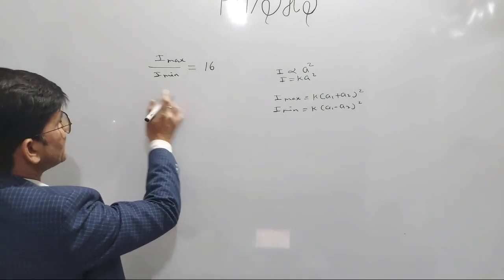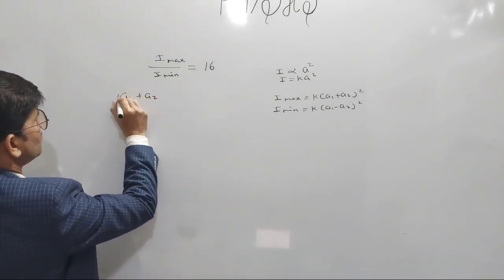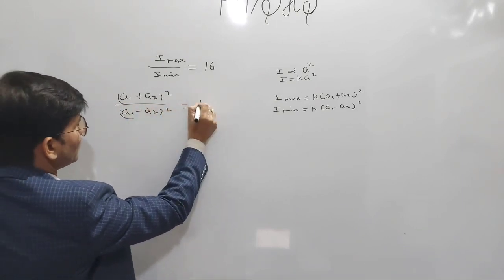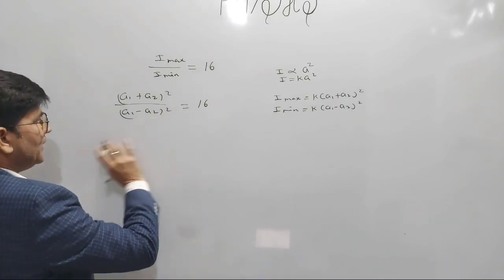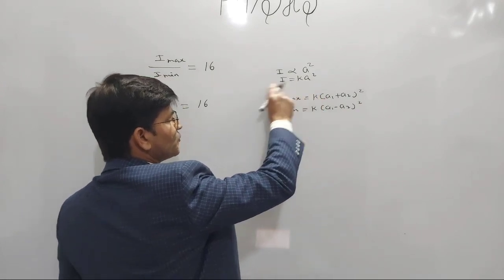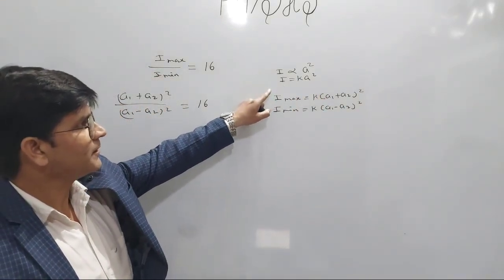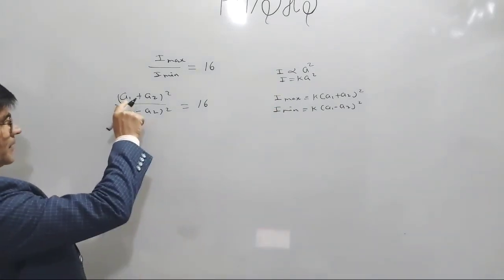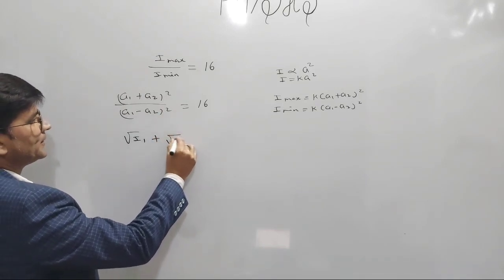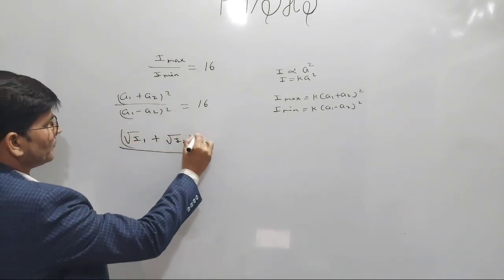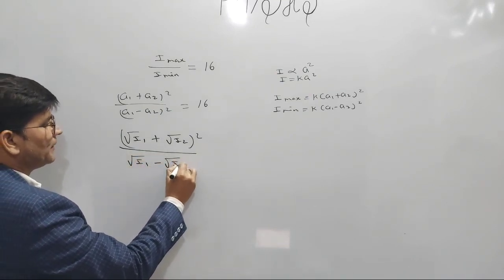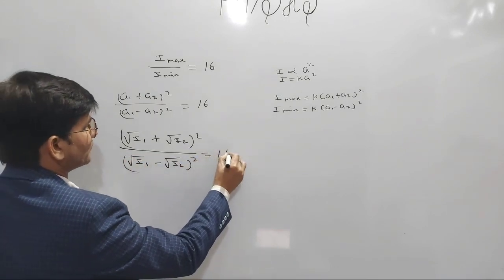So in other words, we can write (A1 plus A2) whole square divided by (A1 minus A2) whole square is 16, and also I equals K A squared. According to this, A equals under root I upon K. So in place of A1 we can put under root I1, and in place of A2 we can put under root I2, and its square, so (under root I1 plus under root I2) whole square divided by (under root I1 minus under root I2) whole square is 16.